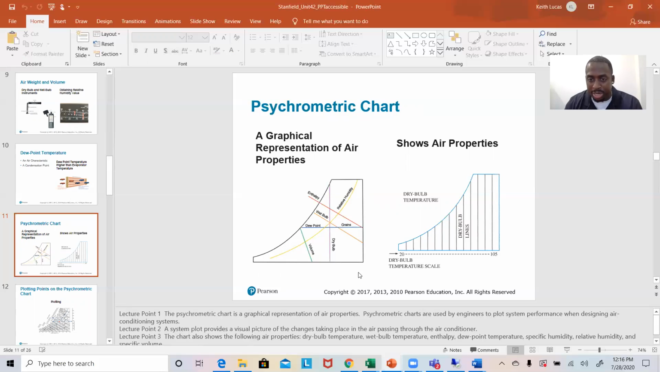Across the bottom, they're going to be telling you your dry bulb, and then across this side, it's going to be telling you your wet bulb, your grains over here, your enthalpy. Once you see all that stuff and you're trying to plot a point, it's just like any other chart. You just find point A, and then you follow it to point B, so let's go through it.